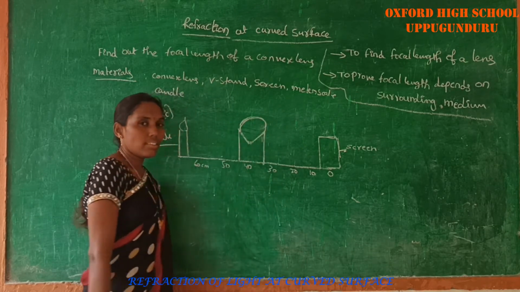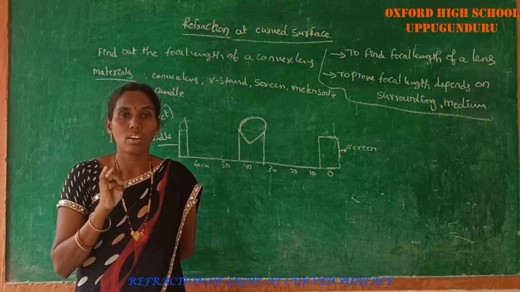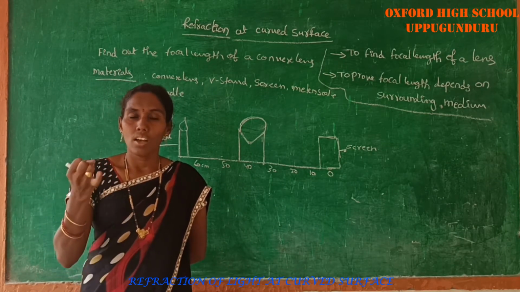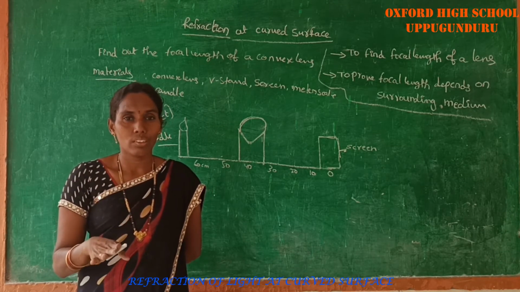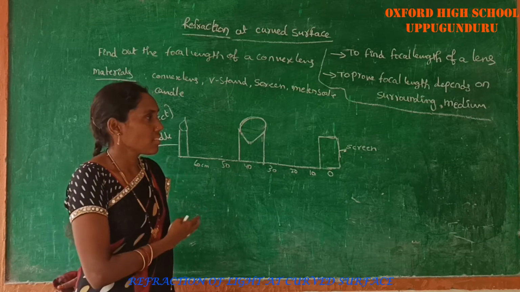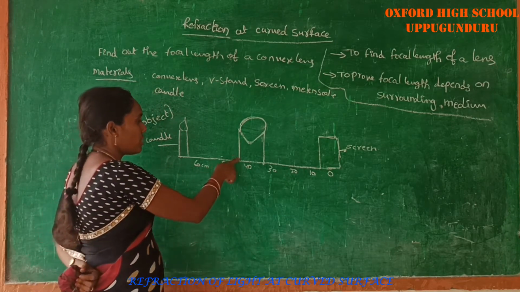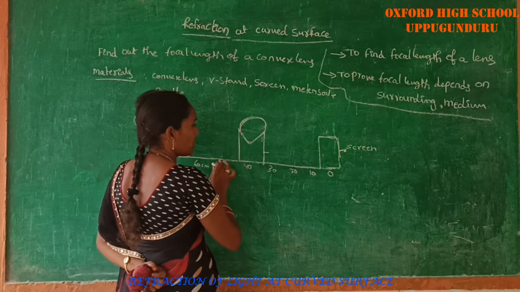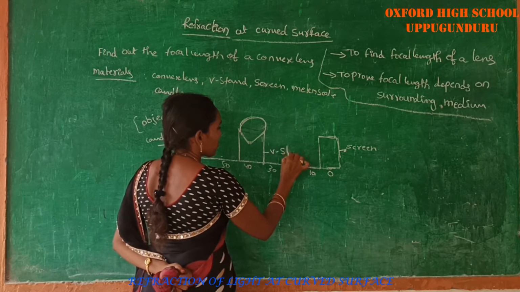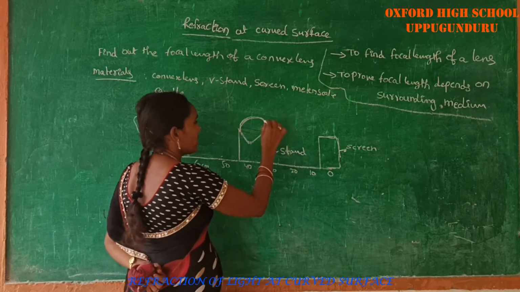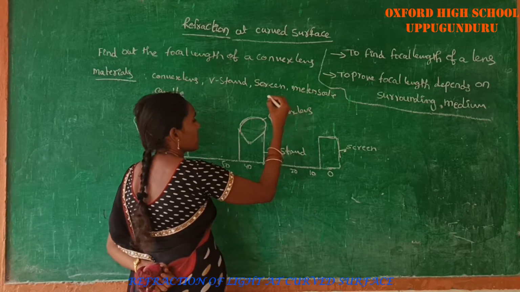A convex lens forms a virtual image as well as a real image. Both images can be formed by using a convex lens. That's why in this experiment we take a convex lens. The V-stand is kept in between the candle and the screen, and the convex lens is placed on the V-stand.